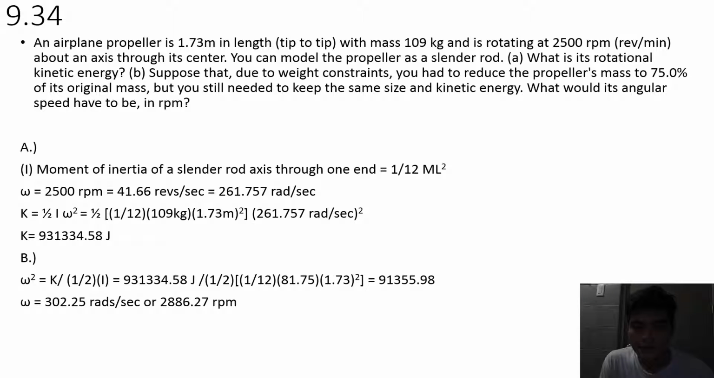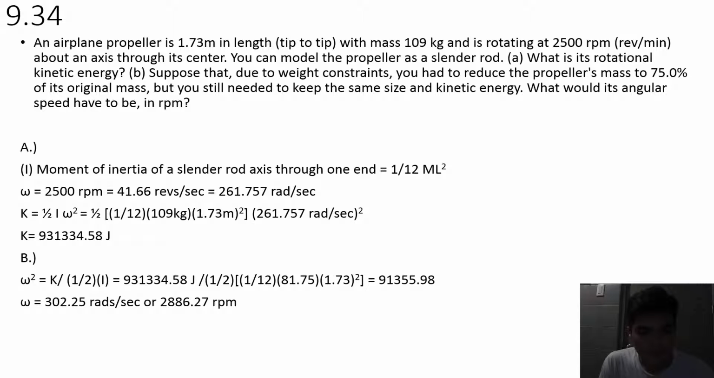Problem 3. An airplane propeller is 1.73 meters in length tip to tip with a mass of 109 kilograms and is rotating at 2,500 rpm about an axis through its center. You can model the propeller as a center rod. A. What is its rotational kinetic energy?